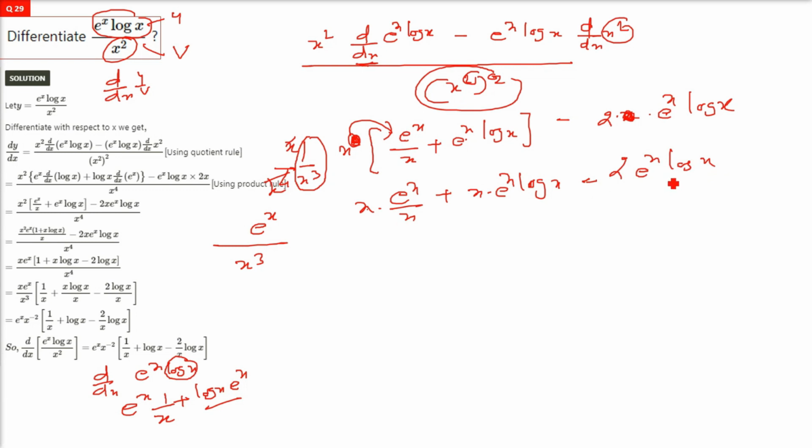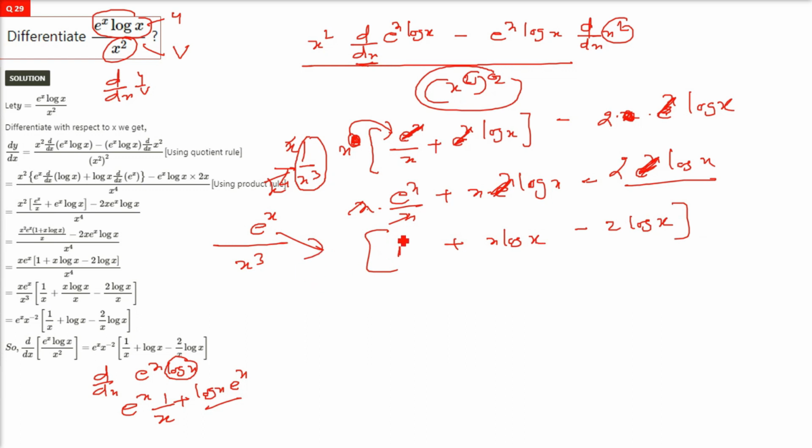Now e to the power x log x is there, but even if you take it common it will be x minus 2. So there is no point in that. What you can do here is, because e to the power x is already outside, you can just simplify a little bit. As I said, e to the power x is already taken common. This x gets cancelled. So you have 1 plus x log x and minus 2 log x. Now you can leave it here. So this is also your answer.